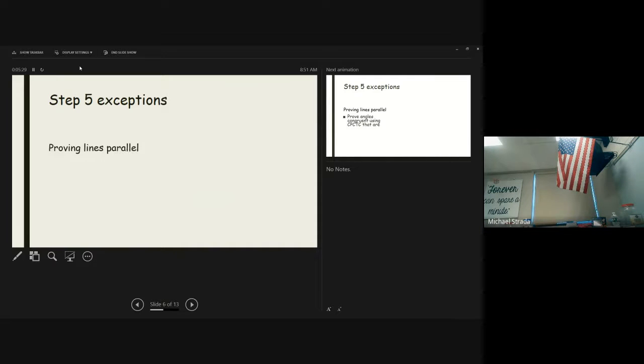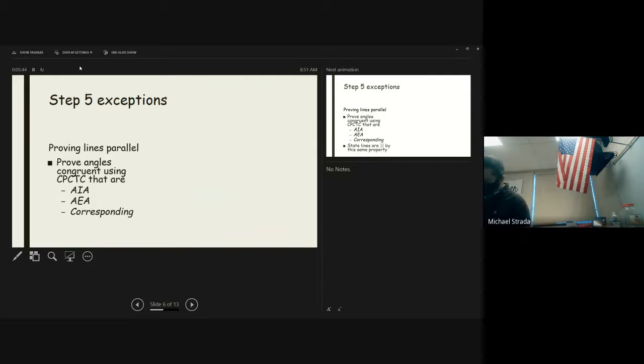Step 5 exceptions. Proving lines parallel. First, you prove angles congruent using CPCTC that are AIA, AEA, or corresponding. You then state lines are parallel by this same property. And we will practice these tomorrow, like I said.